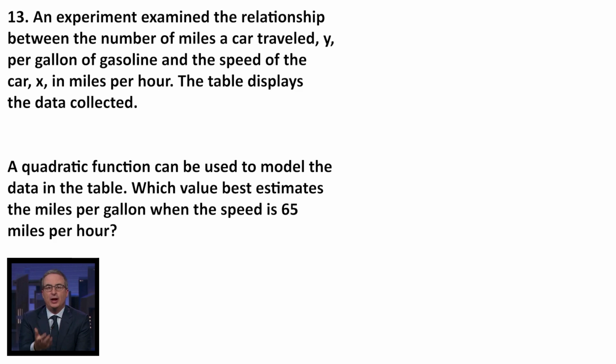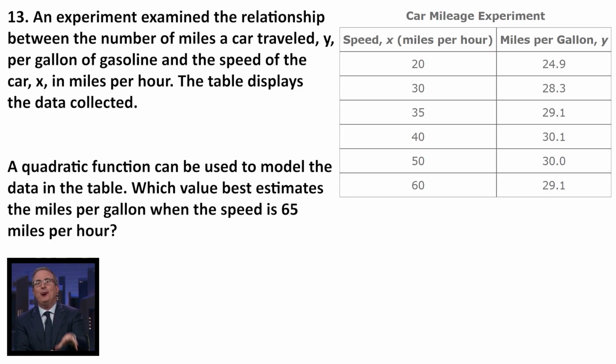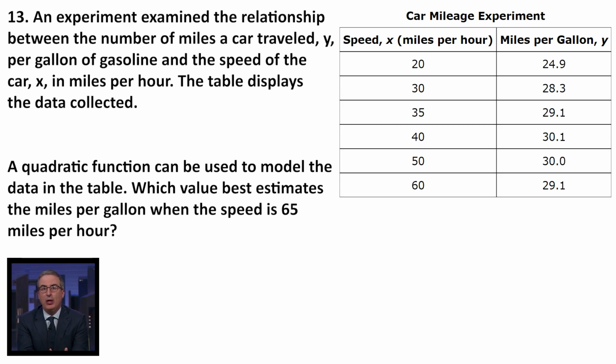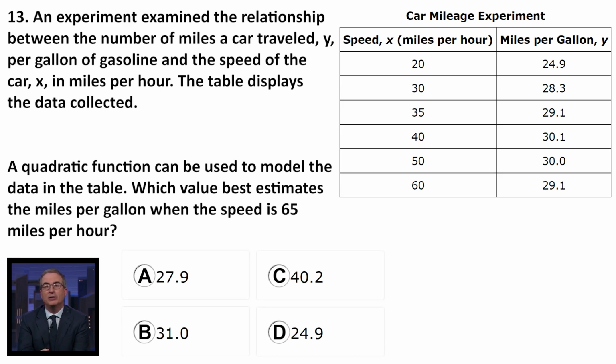Number 13 says, an experiment examined the relationship between the number of miles a car travelled per gallon of gasoline and the speed of the car in miles per hour. The table displays the data collected. A quadratic function can be used to model the data in the table, and this question wants you to estimate the miles per gallon when the speed is 65 miles per hour. Which value best estimates the miles per gallon when the speed is 65 miles per hour?